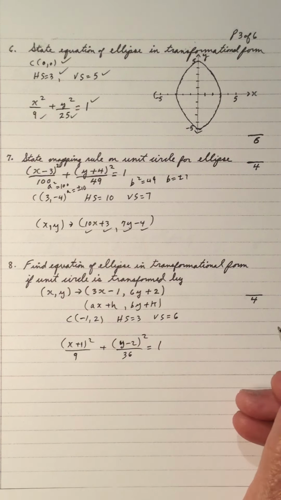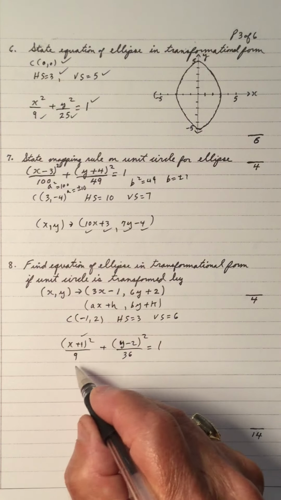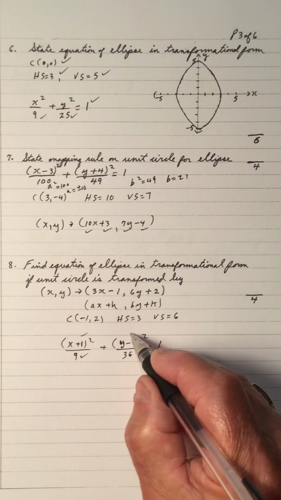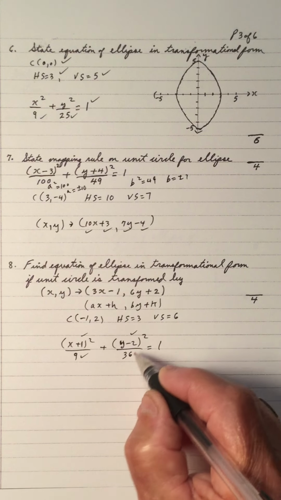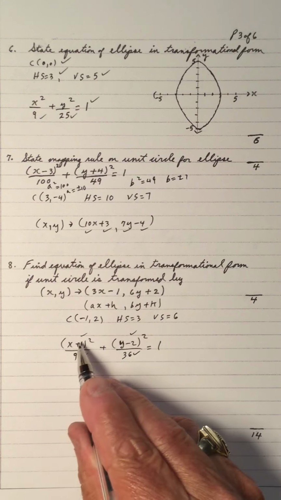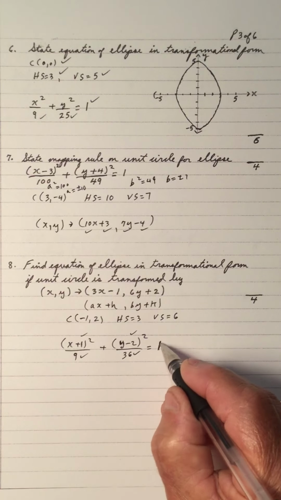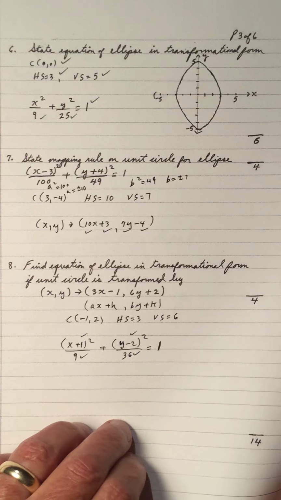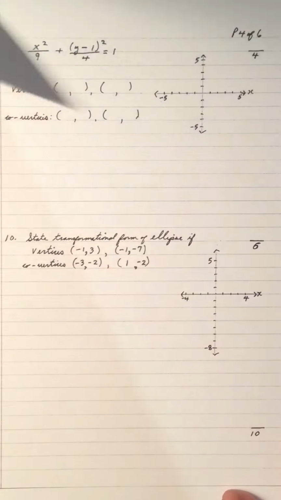So, 4 marks. If you have this x minus 1 squared over 9, if you have y minus 2 squared over 36, 4 marks, 1, 2, 3, 4, has to be equal to 1. And total up your page, you should have 14 marks if you have everything right.